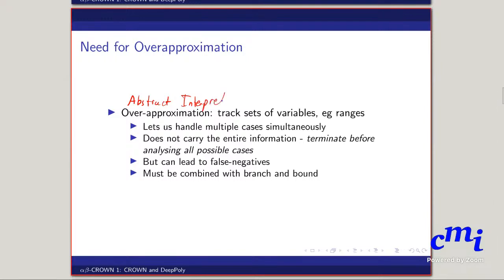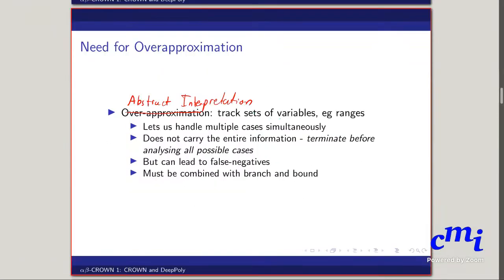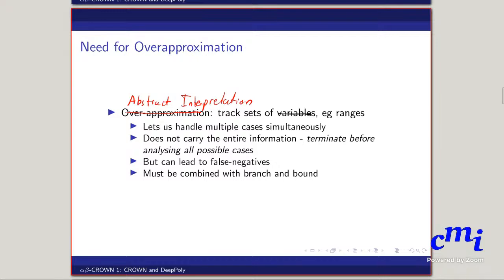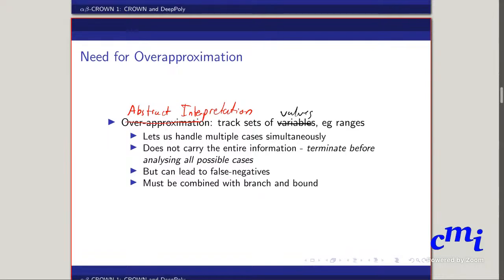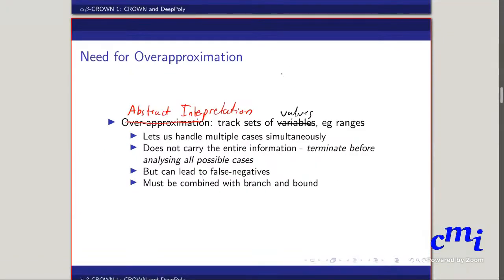And the idea behind it is that we are going to track sets of variables, or rather sets of values of variables. So if you remember, one of the key things about the ReLUplex algorithm was that it was tracking very specific values. If you have your network at any given point in time, it was holding a specific value for each node and so on.